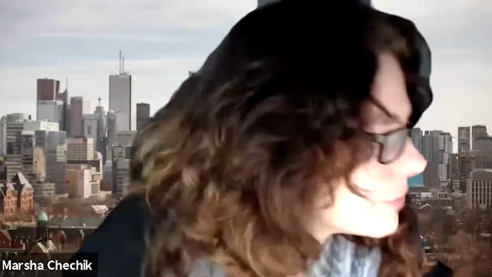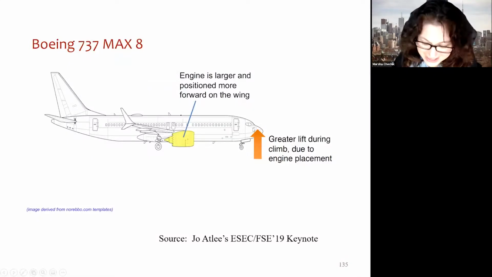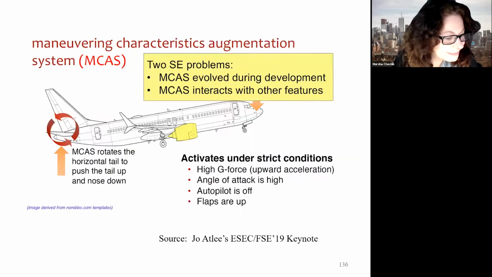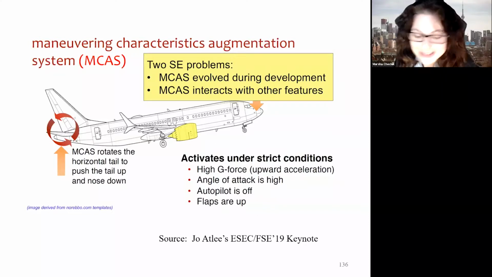So I'm just going to put up, for our discussion, a little Boeing 737. That wasn't part of this talk, but I happen to have the slide showing a couple of the observed software engineering problems that came through the evolution and interaction with other features. That's just for us to ponder.